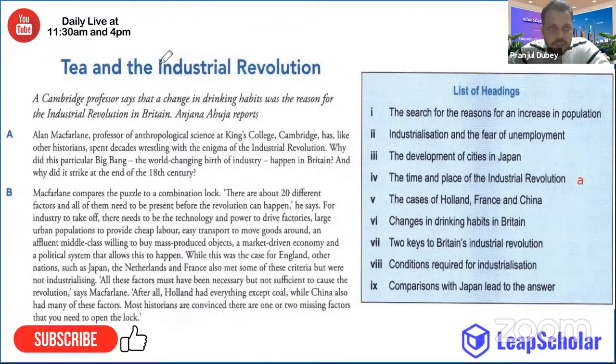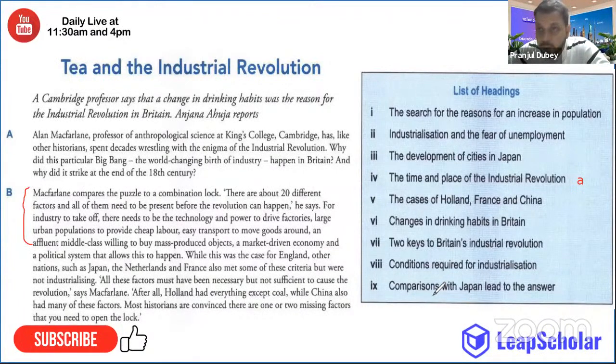So what is the idea and what should be the approach? Try to read the first 3 statements of any paragraph, guys. This is the trick. It is not at all important that the main idea is in the first statement alone. Now, the first statement over here says that McFarlane compares the puzzle to a combination lock. Can you find anything related to this? That's the first statement, guys. Are you able to find anything?